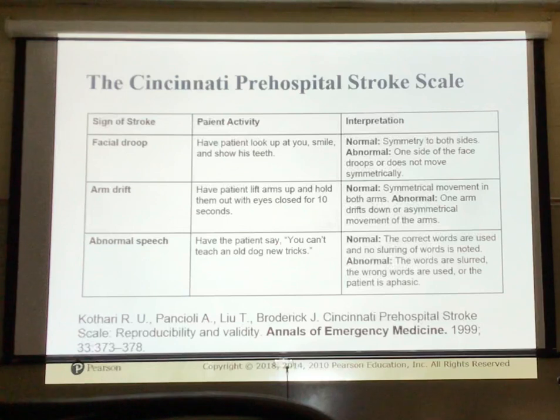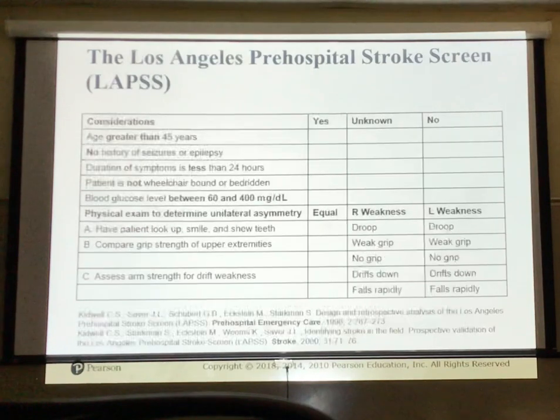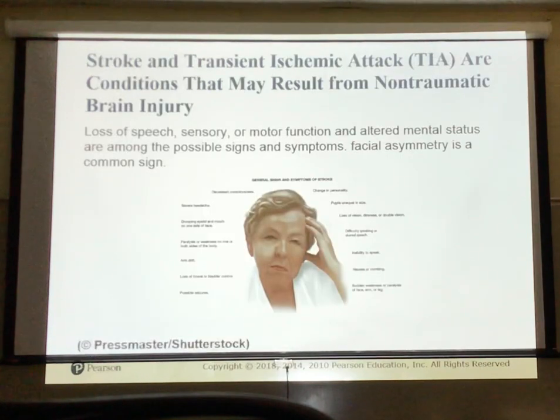All right, abnormal speech. Have the patient say whatever you want them to, and just look to see if they can repeat it back to you like they're supposed to. All right, that's Los Angeles. Stroke and TIA are conditions that may result from non-traumatic brain injury. Loss of speech, sensory, or motor functions and altered mental status are among the possible signs and symptoms, and facial asymmetry is a common sign.